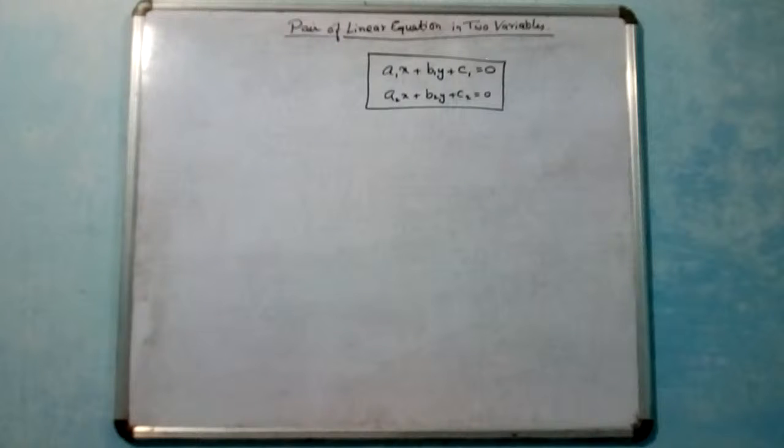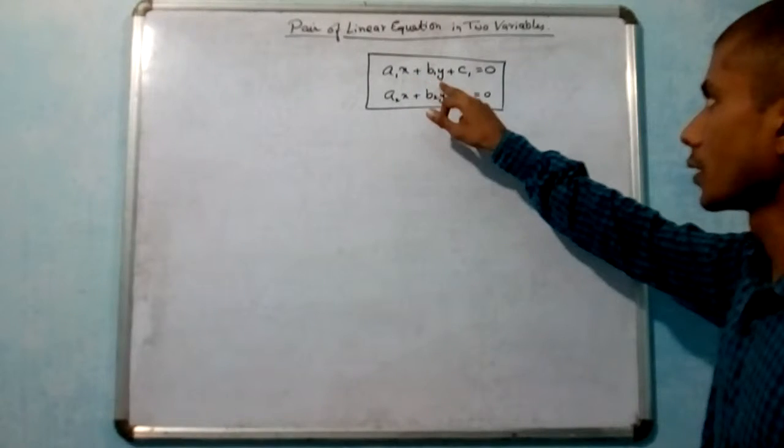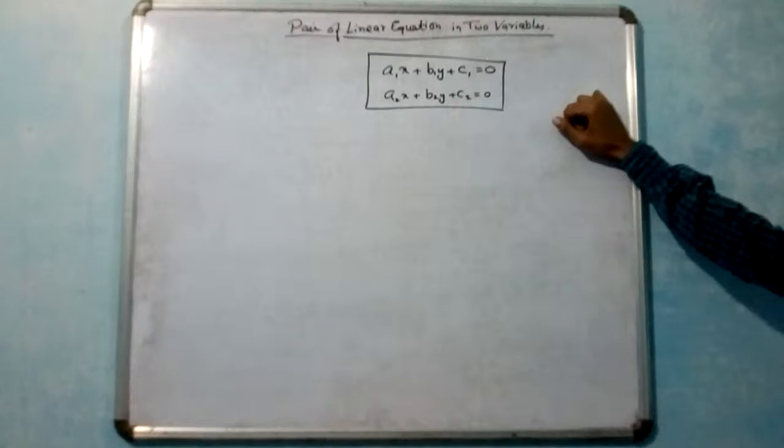See, in the quadratic we had the value of the variable, which when substituted there satisfies the equation. So just like that, here also the same thing. The value of the variables x and y, which when substituted satisfy both the equations.